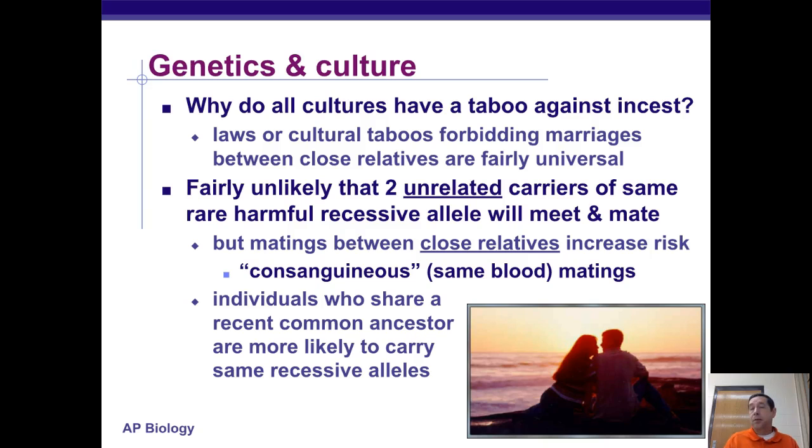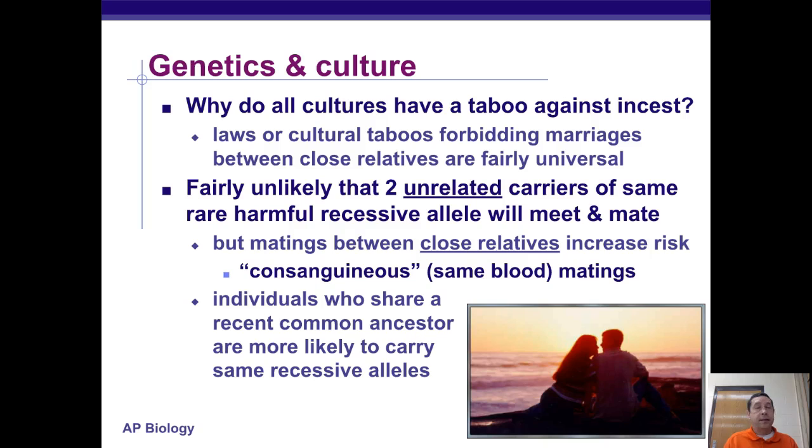Question that a sociologist might ask is, why do all cultures have this taboo against incest? Why do we have laws and cultural taboos forbidding marriage between close relatives? That's pretty much a universal thing in all cultures and in most countries. And the reason for that, there's a genetic reason why that's a good thing.